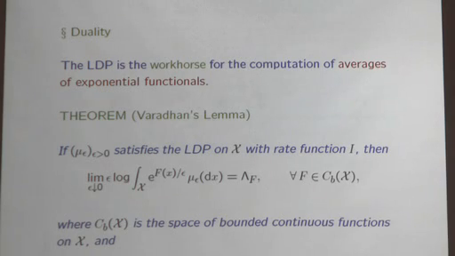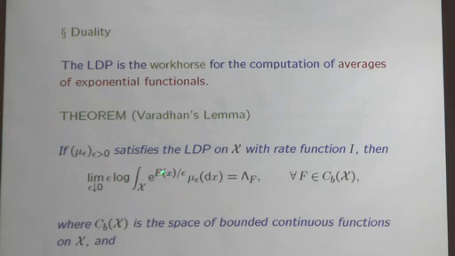Okay, and the most important result in here is Varadhan's lemma, and it says if you have an LDP, then you have very good control over exponential functionals, exponential integrals of your probability measure. So it says the following: suppose you have a family of probability measures satisfying an LDP with a certain rate function, and suppose you are interested in an integral like this.